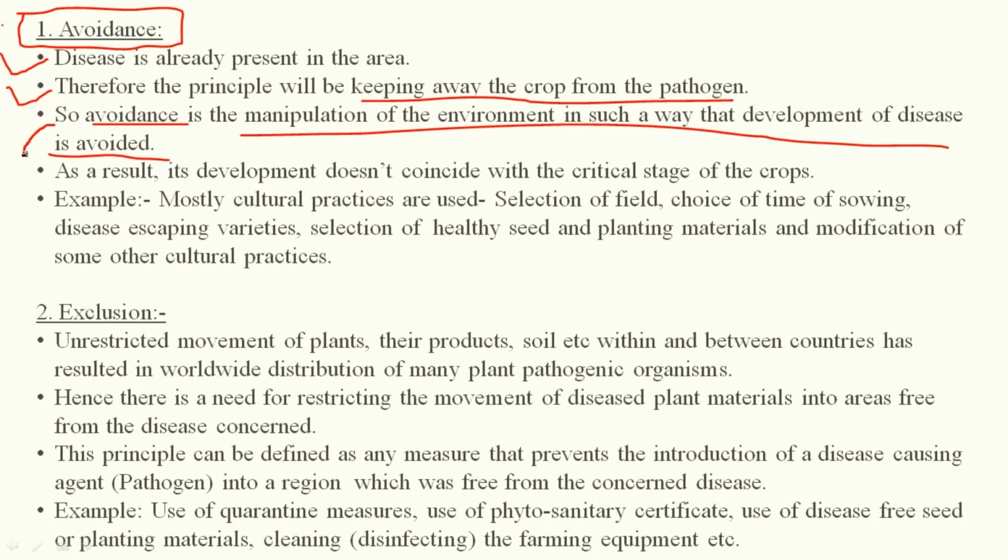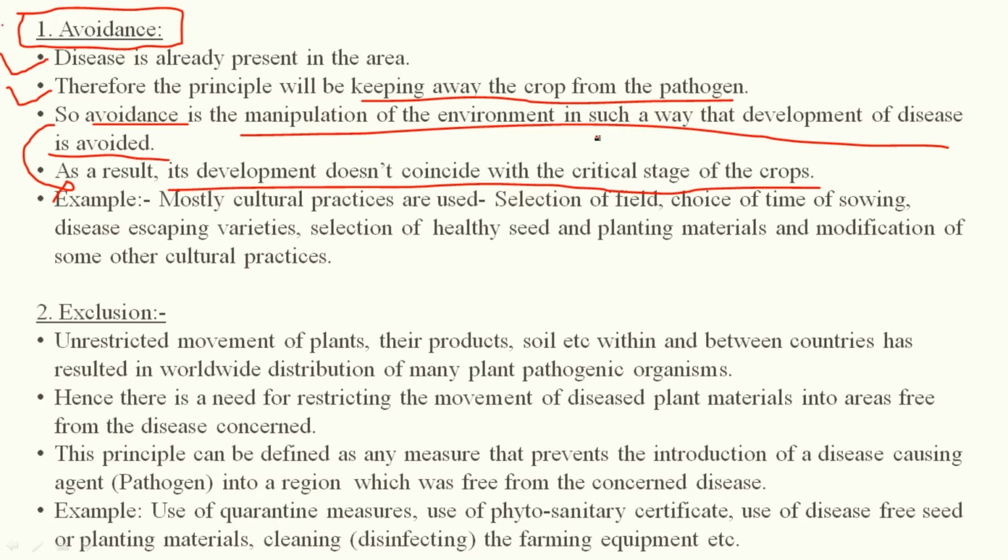So if you follow this principle, what will happen? As a result, its development does not coincide with the critical stage of the crop. Suppose the pathogen will attack this plant in a particular stage, suppose the vegetative stage. When the pathogen develops, the crop will be in the vegetative stage, then they will interact with each other and the pathogen will attack the plant. But here, what will happen? Suppose we go for early sowing or late sowing. Late sowing, what will happen?